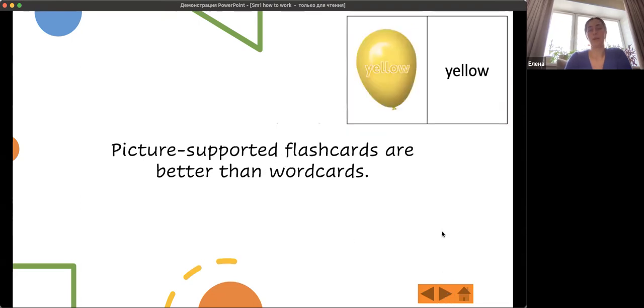Okay, so the next one is about word cards and flashcards. And I'm absolutely convinced that picture-supported flashcards are better. So they see the image, they see the word, and they memorize it easier than just looking at the word. So this word doesn't mean anything. You can say it several times, it's yellow, yellow, yellow, but they won't memorize it. So they need this picture support. And that's great that we have flashcards with words on the other side. So if you don't have them, print, please.